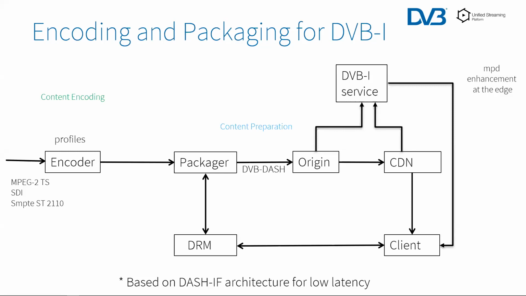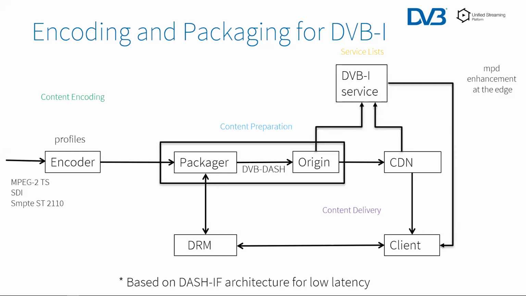So in this reference architecture, the packager and origin are two other important components. And then for delivery, there is the CDN part. And then in the DVB-I architecture, there is a link to the DVB-I service that references some of these MPDs in playlists and so on. So basically, clients can discover these services and then get the manifest and stream the presentations.